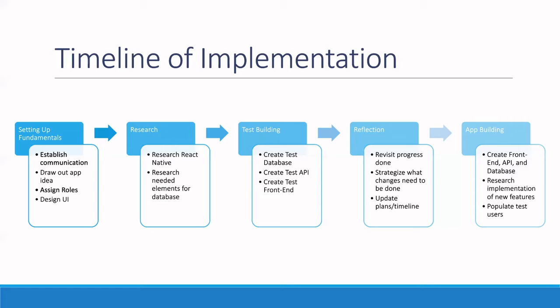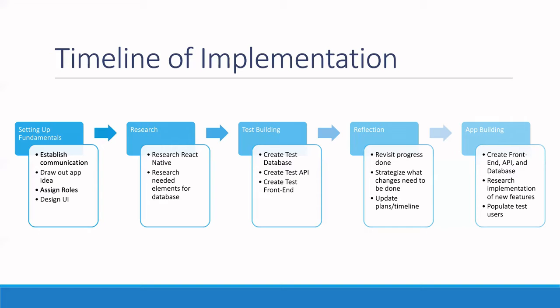After doing some research, we began building a test app. The test app has a similar architecture to that of our final app, meaning it was also made up of a front-end API and a database. After the test app was completed, we started our reflection phase. We found out what does and doesn't work, and we strategized what changes needed to be done. Once we strategized what changes had to be done, we updated our plans and our timeline.